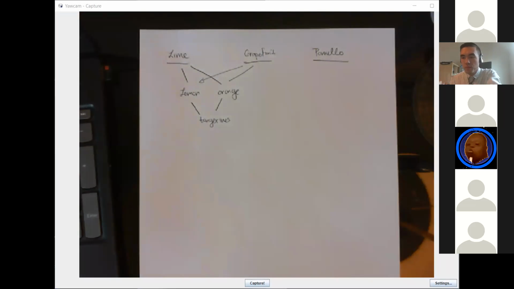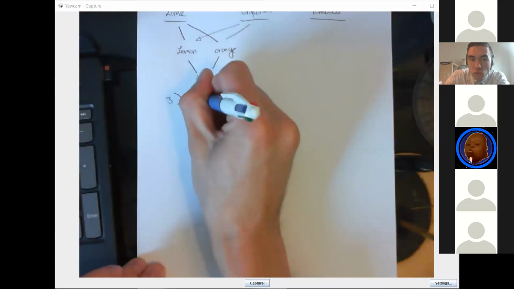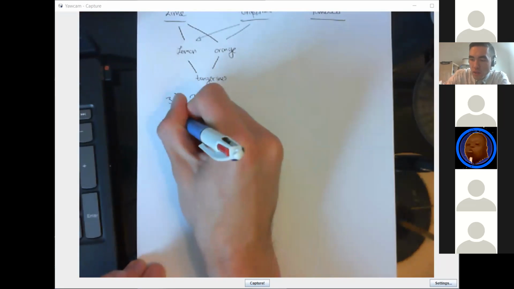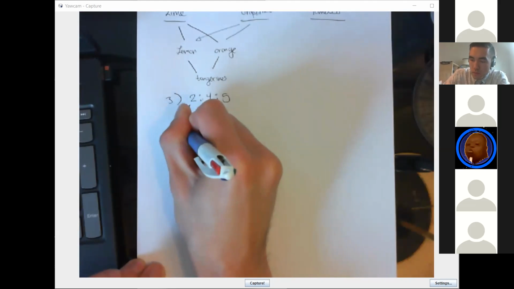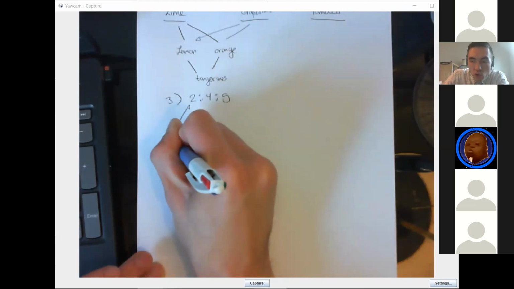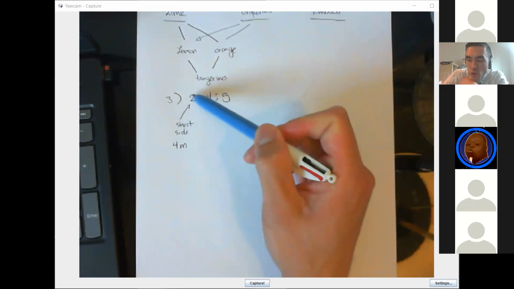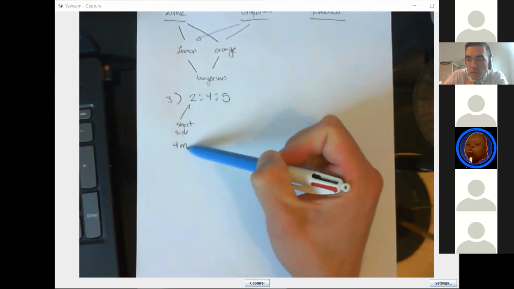Let's do it together. So number 3 on the review assignment says, wait, is the webcam on? Yeah. Okay. It says that the ratio of the sides of a triangle are 2 to 4 to 5, and that the short side, the one that corresponds with 2, is 4 meters. So if the piece that is associated with 2 is 4 meters long, what ratio is being used to go from these numbers to the side lengths of the triangle?